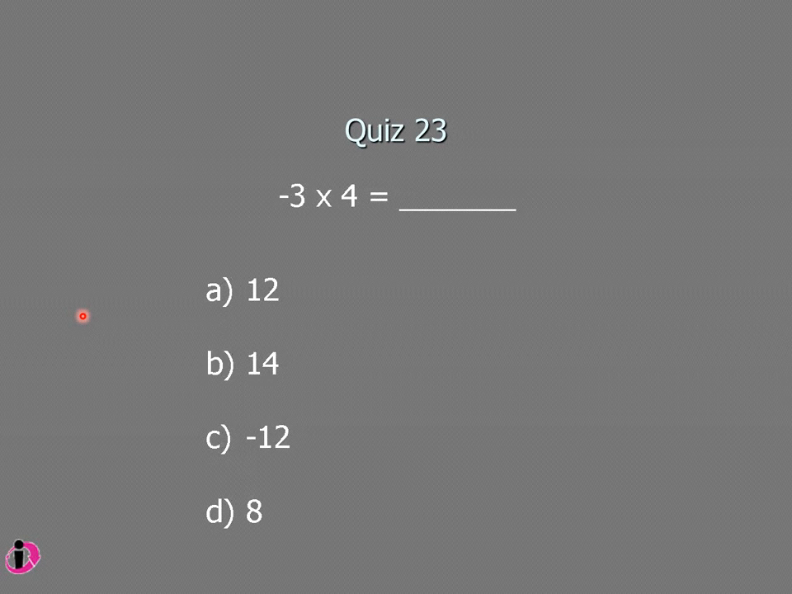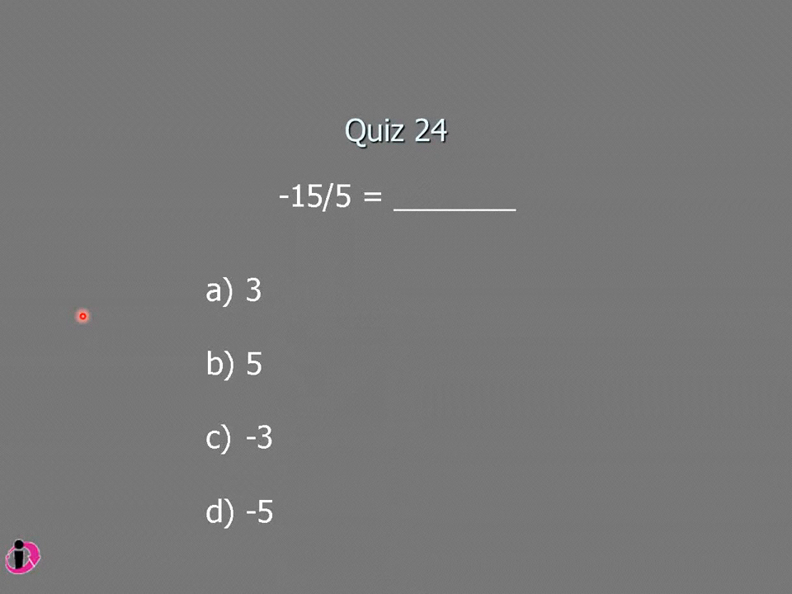Negative 3 times 4 is negative 12, right? Negative 15 divided by 3 is negative 5. Negative 3. Right answer is C.